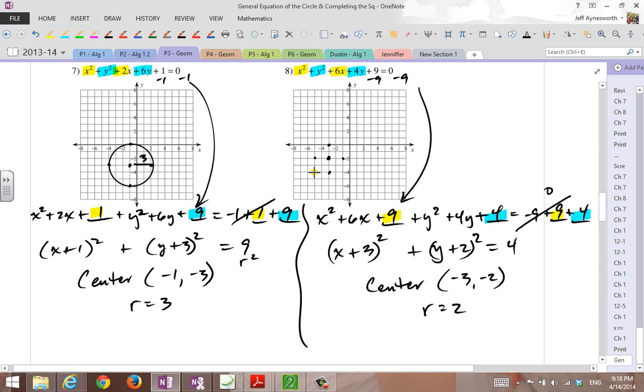Once you get pretty good at this, it's a quick process. It's intimidating in the beginning, but after that, it's not too bad. Radius of 2. And that's all there is to it. So what you need to do is practice. There's 8 examples. And now what you need to do is your homework attached.